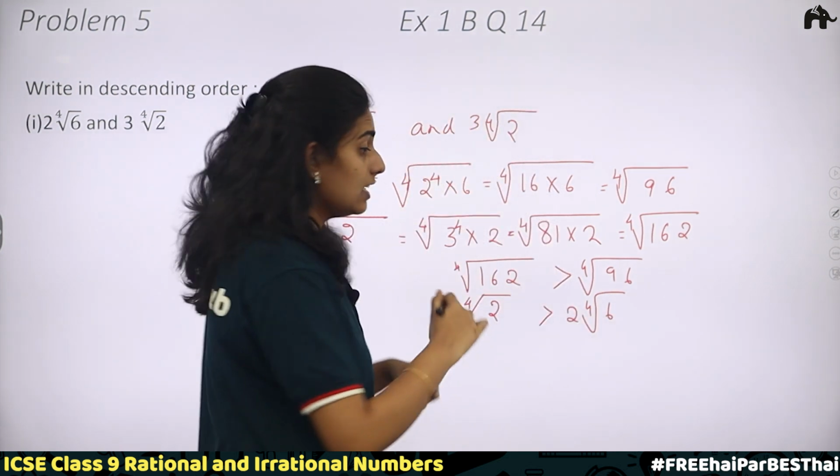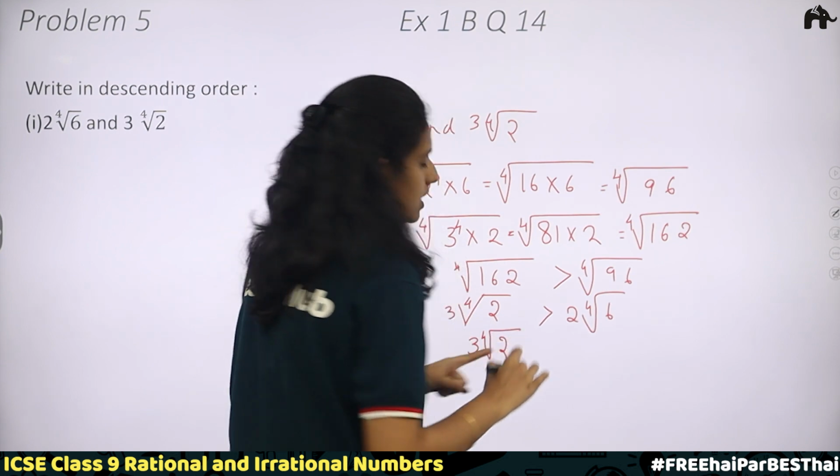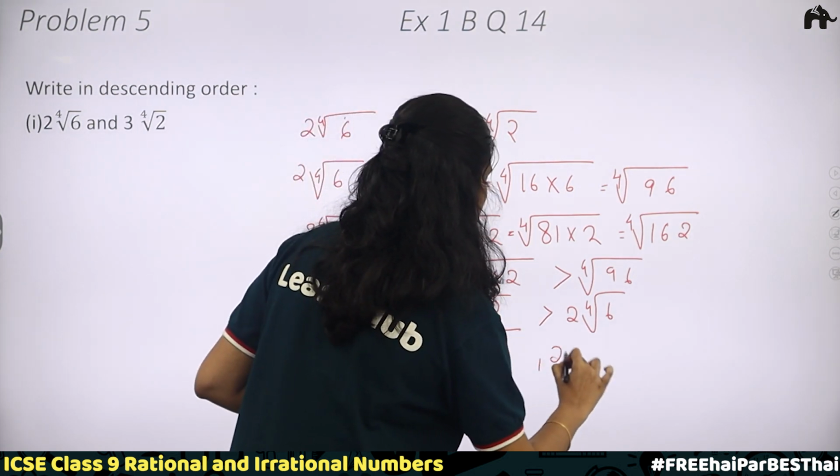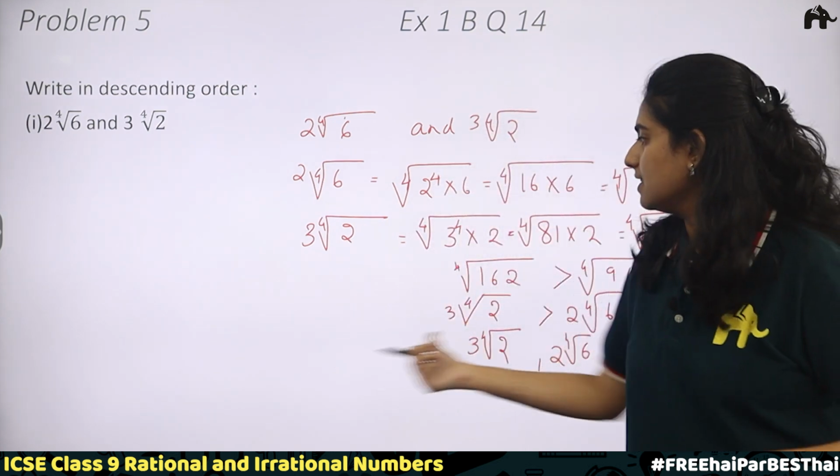So when you put it in the descending order, first which one should come? This is the number which comes first. Then you will be having 2 4th root of 6. Okay, so this is the descending order.